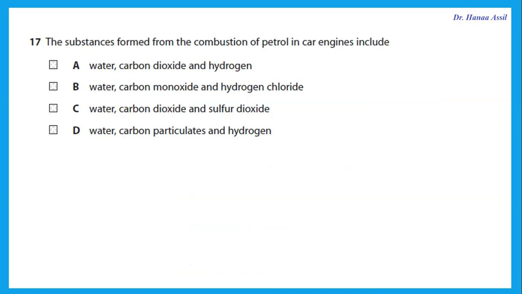The substances formed from combustion of petrol in car engines include... okay, when we burn petrol or a fuel, a fossil fuel, what can we get? Remember that burning of fuel would give carbon dioxide and water. It would also give sulfur dioxide, because these fossil fuels have sulfur impurities, so when they are burnt, the sulfur is oxidized to sulfur dioxide.